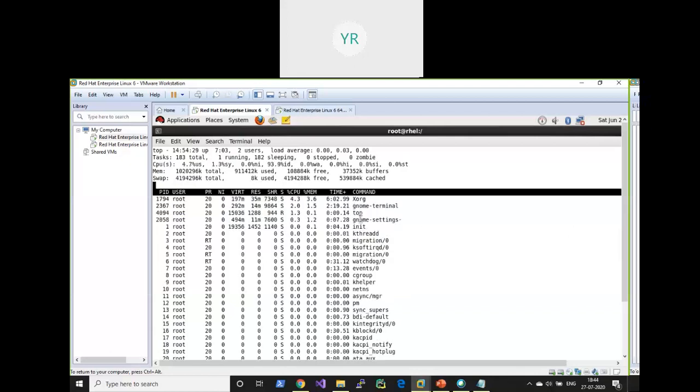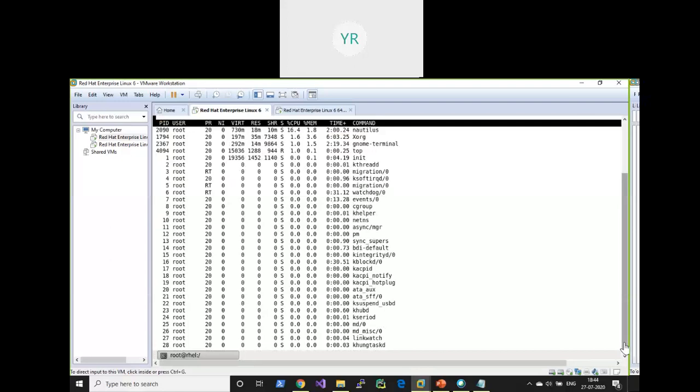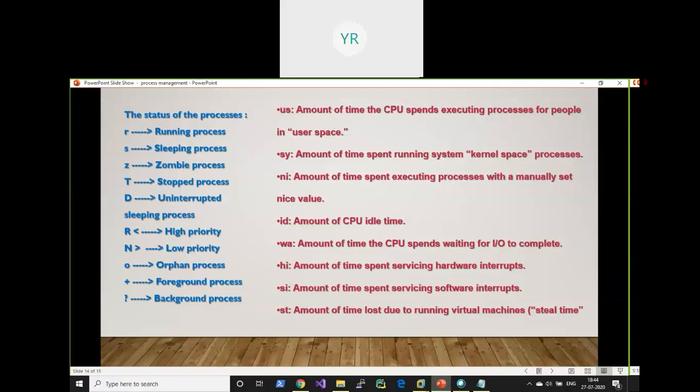Okay, like that you can manage how to kill, how to renice, how to see the CPU utilization, memory utilization, swap, everything you can handle using a single command, that is the top command. Okay, this is about the top command. Next, there is some more information about the top command. I will give you that one by one.